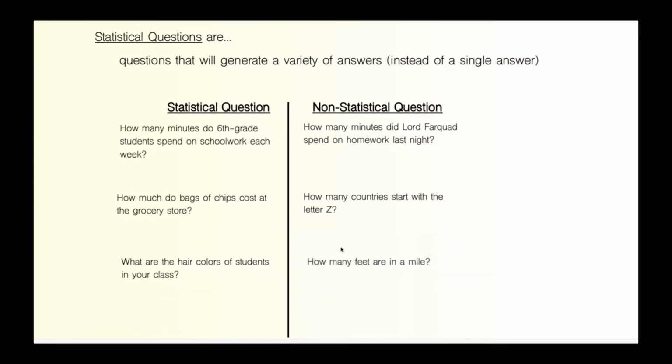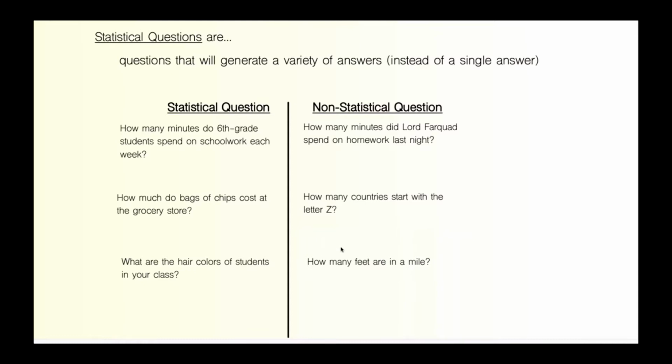The last non-statistical question I came up with was, how many feet are in a mile? No matter who you ask, there is one answer to that question. There is a finite amount of feet in a mile. You can't change it. There is one answer. How far is Earth from the moon? There is one answer to that question. I'm sure you could think of more non-statistical questions, but those are not going to give us variety.